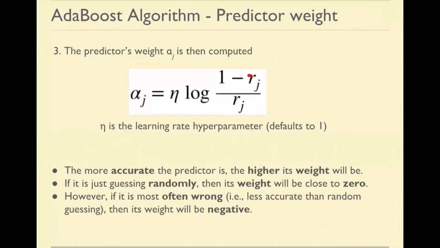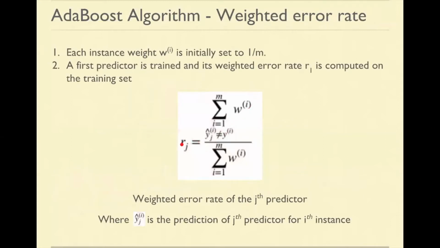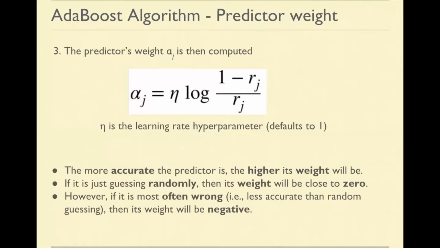So if Rj is 0, that means the weight is going to be infinite, right? If the predictor is doing really well with respect to prediction, Rj is small. Rj is small means it made very few misses. So this number, 1 by Rj minus 1, is going to be bigger. As Rj decreases, this number is going to increase, and hence the alpha will also increase.